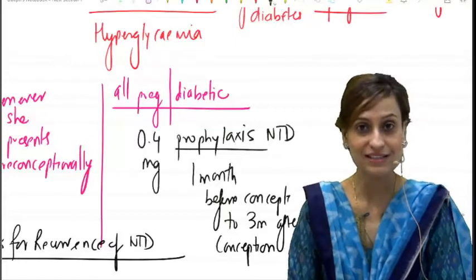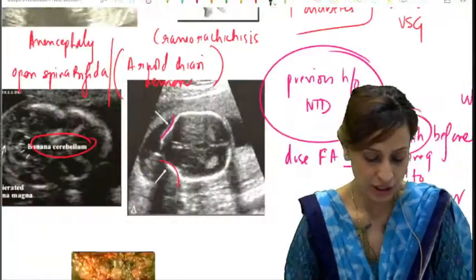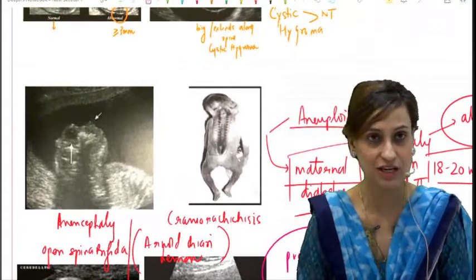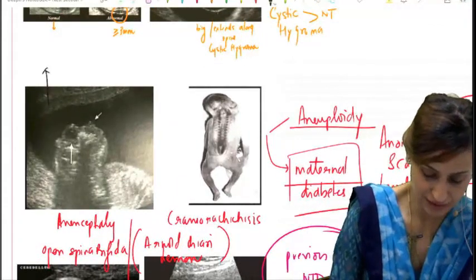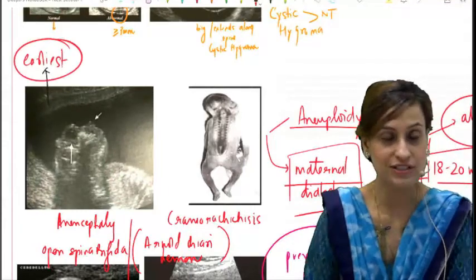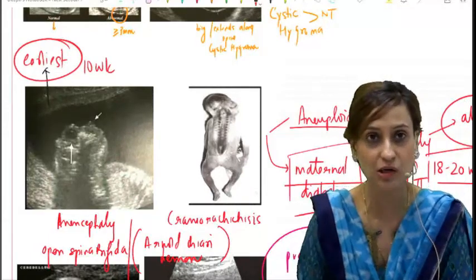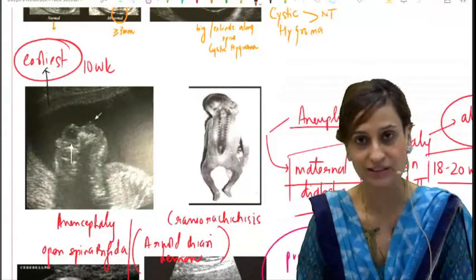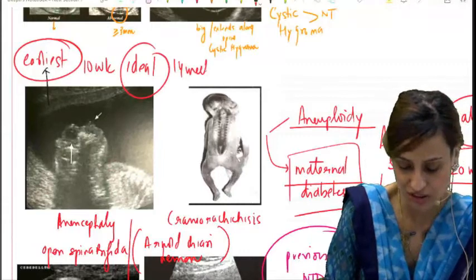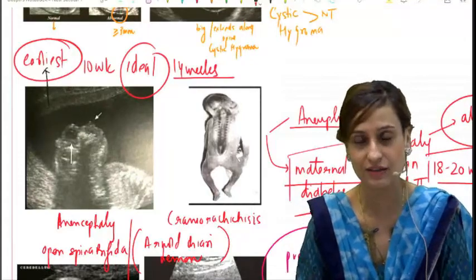Folic acid, as I said, has been quite a consistent question with AIIMS people previously. Also, I showed you anencephaly and craniorachis, and they've been asking things about it. Remember the basic things: anencephaly can be picked up on ultrasound earliest at 10 weeks. This is the earliest anomaly that can be picked up on ultrasound, by 10 weeks. But the ideal time to pick up anencephaly is 14 weeks and beyond.